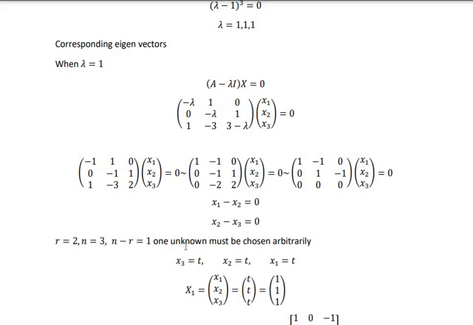So you take one variable arbitrarily. So here you are going to take x3 is equal to t. So then we can find that x2 is equal to, from this equation you will get x2 is equal to t. And what about x1? So you get it from this equation. So what is that? x1 is equal to t. So that eigenvector corresponding to lambda is equal to 1, we can write it as x1 x2 x3, so that will be equal to t t t, so that's equal to 1 1 1. Okay, that is the eigenvector corresponding to lambda is equal to 1.